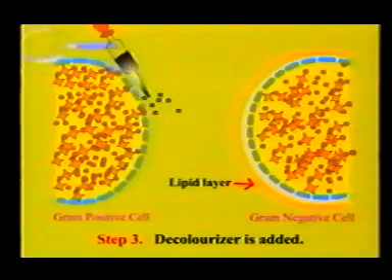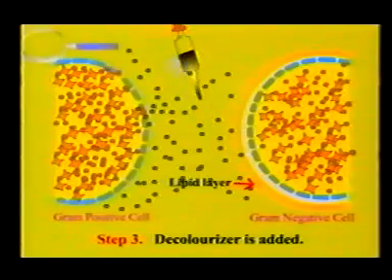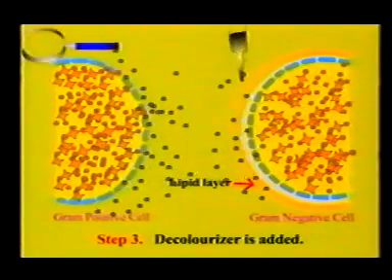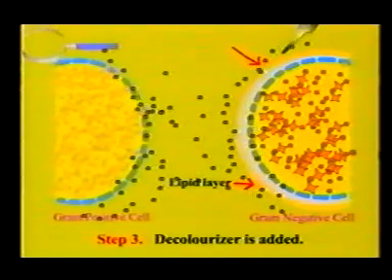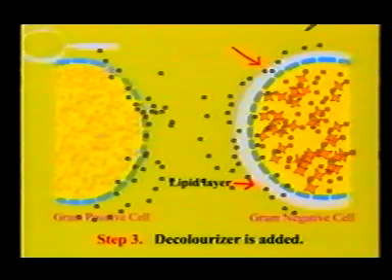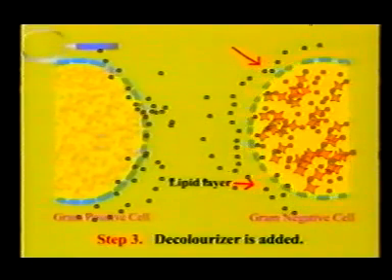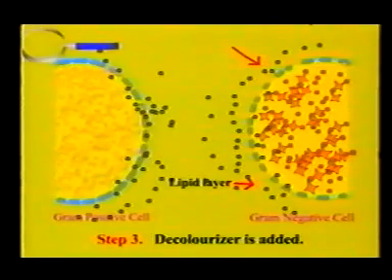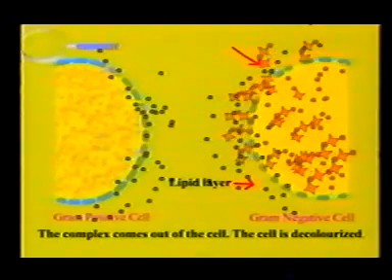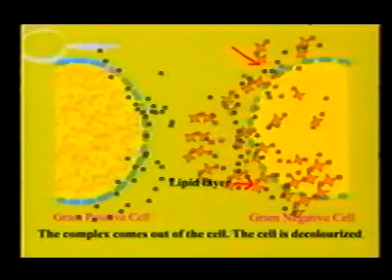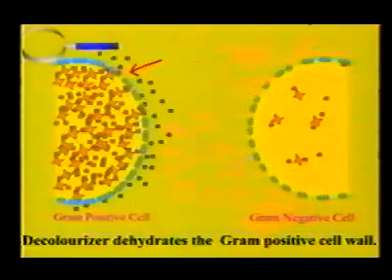The cell is then treated with a decolorizer, a mixture of iodine and acetone, which dissolves the lipid layer in both cell walls. The outer lipid membrane of the Gram-negative cell wall is dissolved by the decolorizer. The thin layer of peptidoglycan which remains behind is unable to retain the crystal violet iodine complex. The complex leaks out and the cell is decolorized.